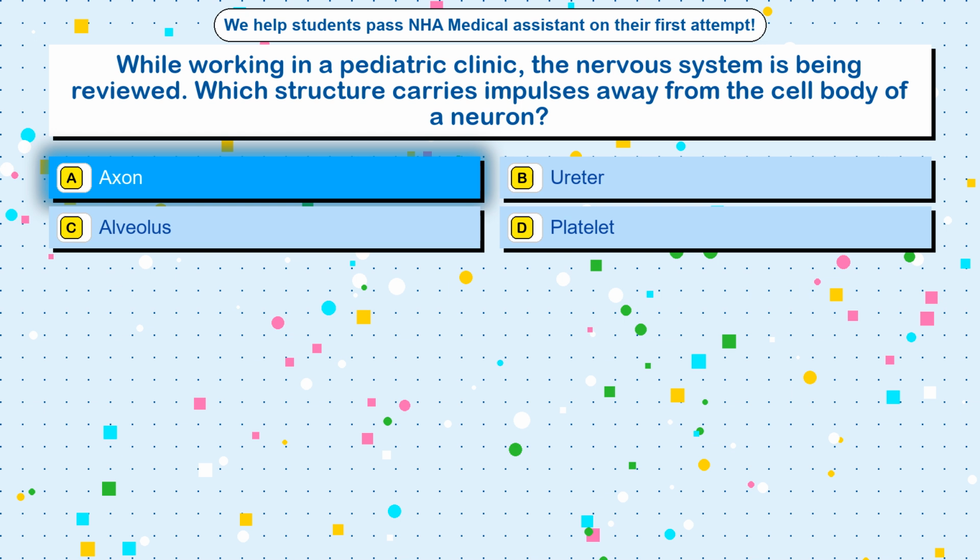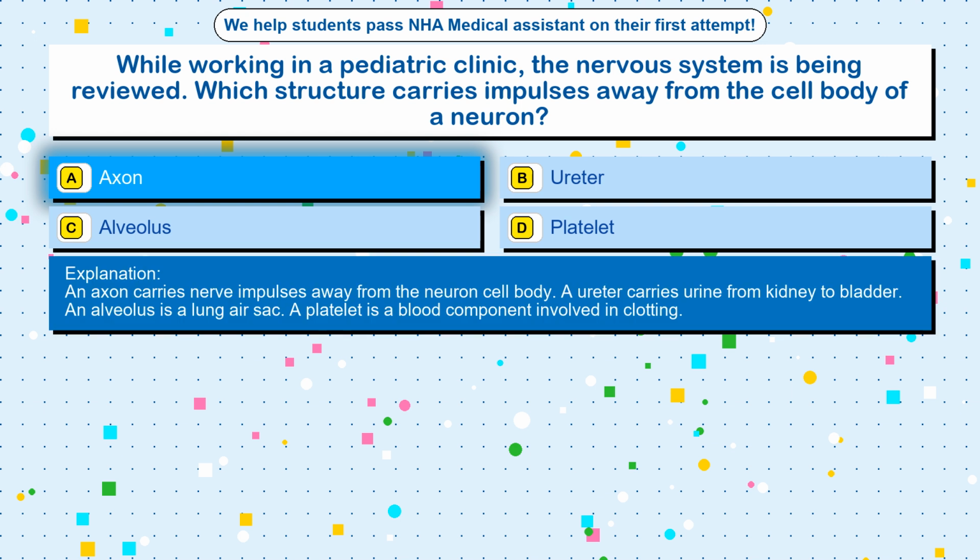Axon. An axon carries nerve impulses away from the neuron cell body. A ureter carries urine from kidney to bladder. An alveolus is a lung air sac. A platelet is a blood component involved in clotting.